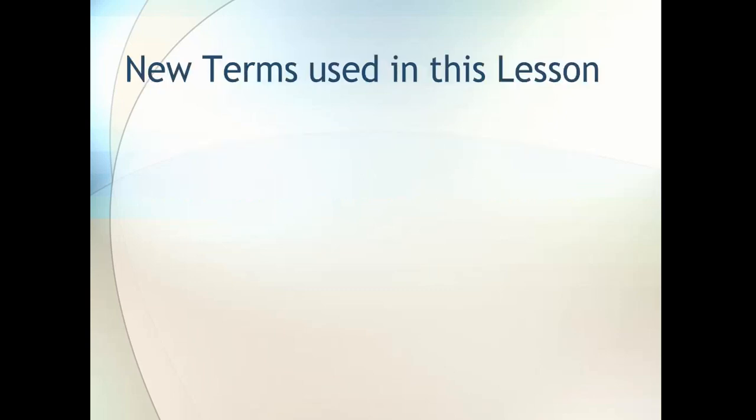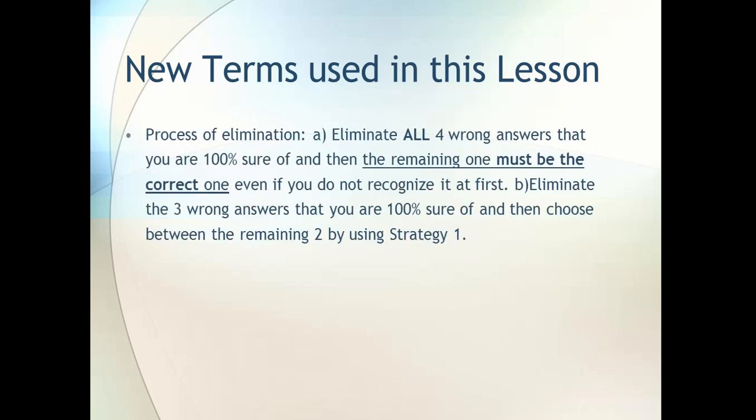Now, new terms used in this lesson. Process of elimination means either one of 2 things. A, eliminate all 4 wrong answers that you're 100% sure are wrong, and then the remaining one must be the correct one, even if you do not recognize it at first. Or B, eliminate the 3 wrong answers that you're 100% sure are incorrect, and then choose between the remaining 2 by using strategy number 1.